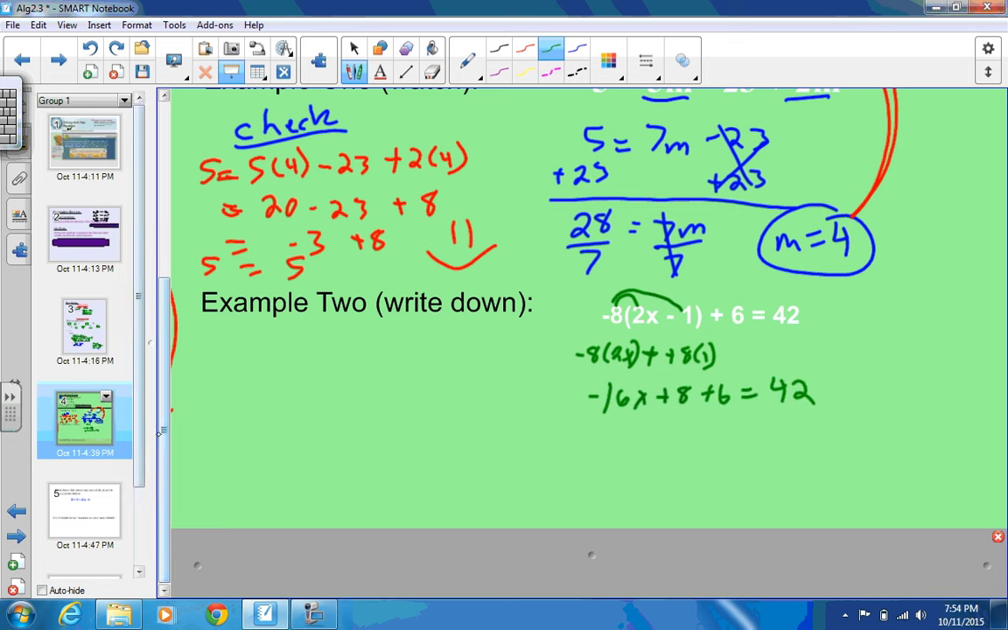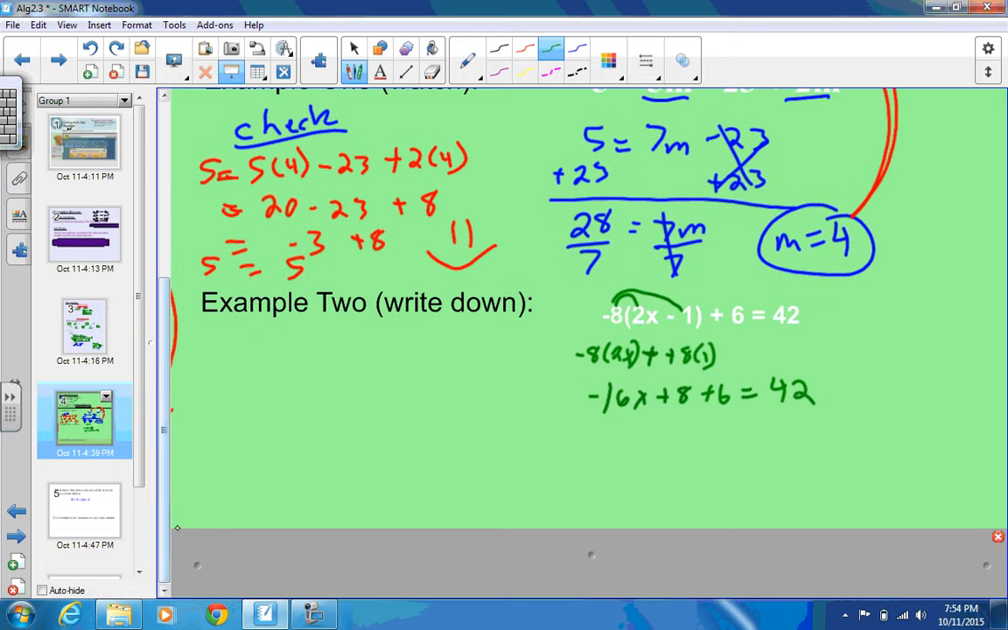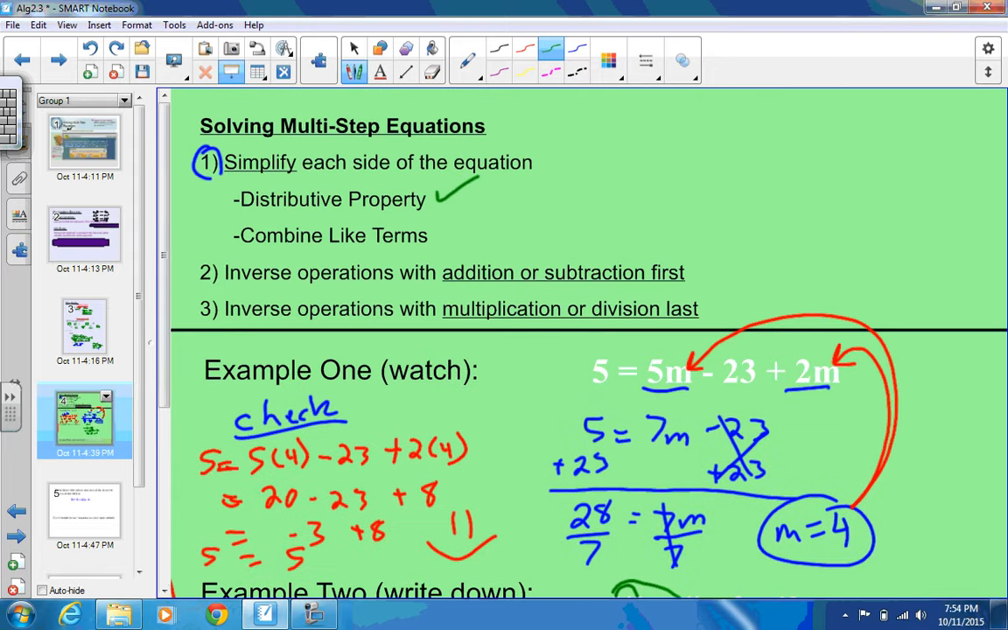Okay, done with distributing. Now, are there any like terms on either side? 42 is all by itself, so there's nothing over there. Looks like we have plus 8 and plus 6. So why don't we say that's negative 16x plus 14, since those are like terms, equals 42. All right. Done with combining like terms.